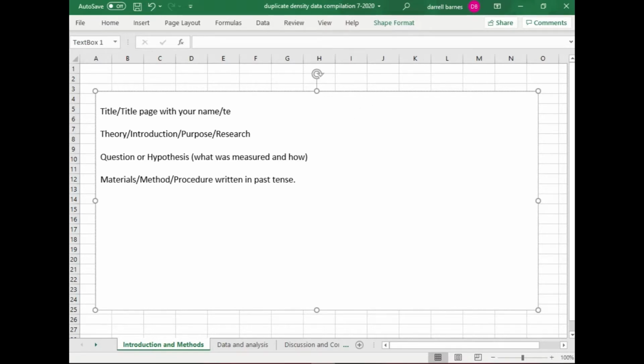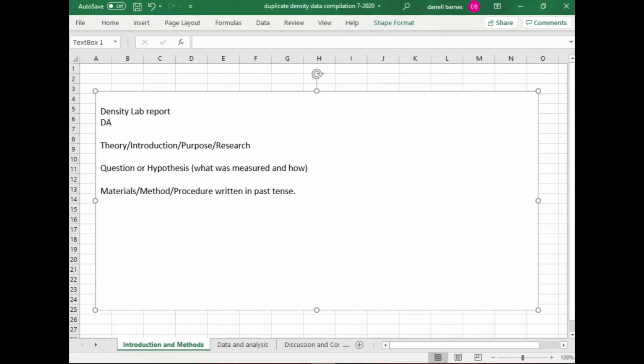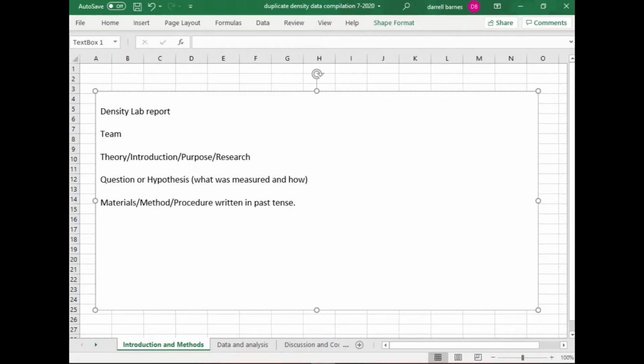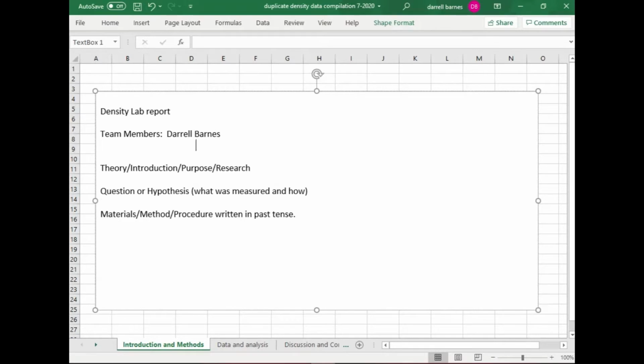Let's call this a density lab report. And as I said, this is going to be very rudimentary. And let's put Darrell Barnes. How about let's do like this, team members, Darrell Barnes, and then maybe let's just do like this, other team members. Okay, that looks good, like that.